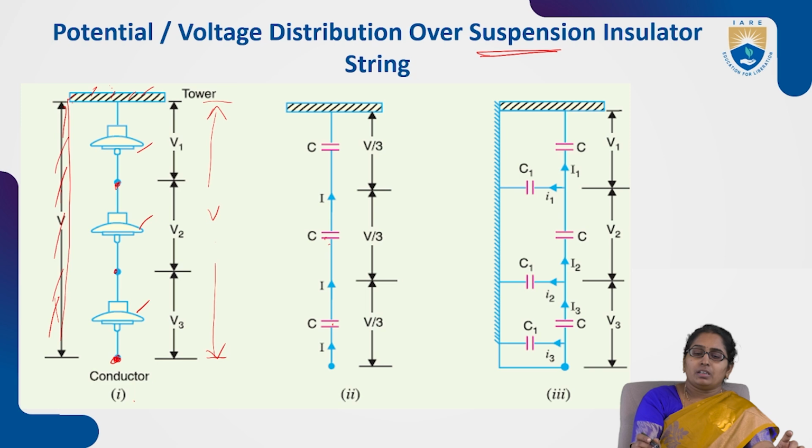But in addition to this capacitance C, which is called the self capacitance of each unit, there is another capacitance that comes into the picture. That is the capacitance formed between each metal link and the supporting tower or supporting pole, that is, between each metal link and the support.